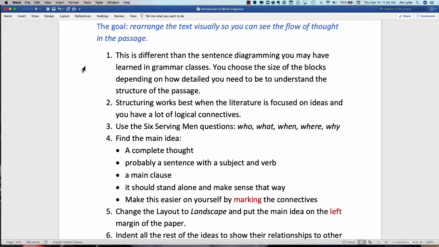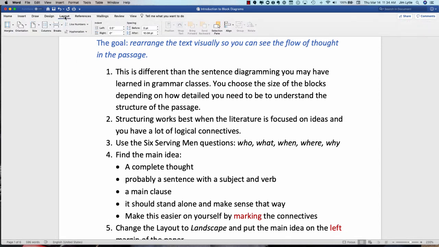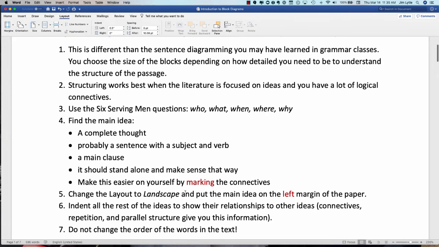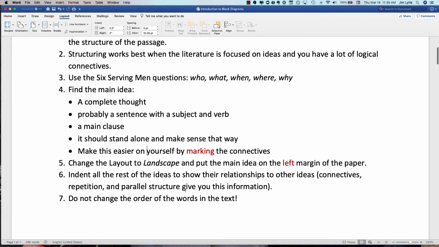Now, first thing you ought to do is change the layout to landscape. It just gives you more paper to work with. And you're going to want to put the main idea on the left margin of the paper, and you indent all the rest of the ideas to show their relationship to the other ideas that are there. And your connectives and the repetitions and the parallel structure is going to give you that information. Don't change the order of the words in the text. Just keep it the way it is.